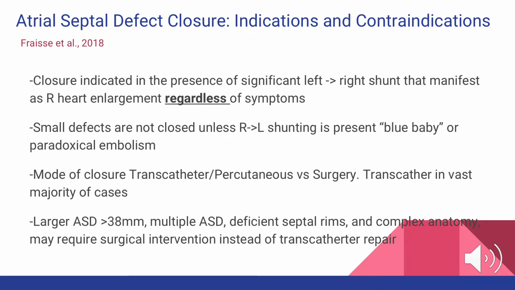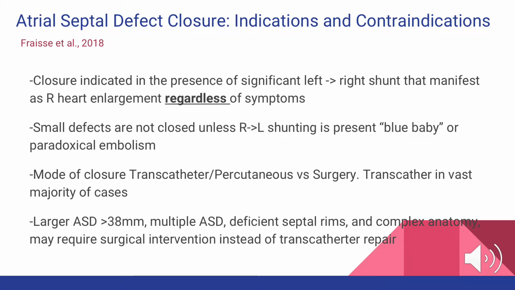First article is Atrial Septal Defect Closure, Indications and Contraindications by Frazee et al. The article goes through recommendations for closing versus not closing in ASD. Article states that closure is indicated in the presence of a significant left to right shunt that manifests as a right heart enlargement regardless of symptoms.